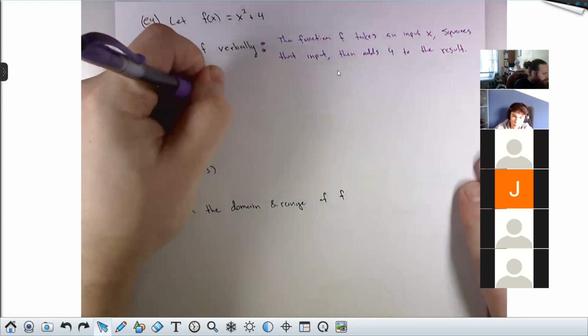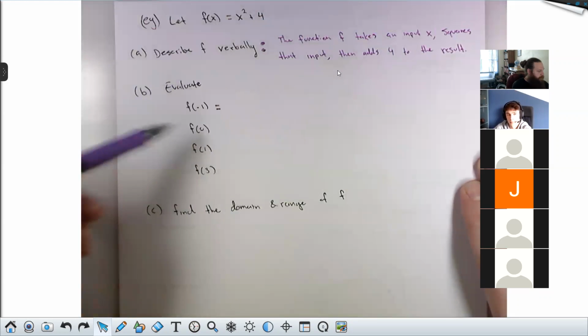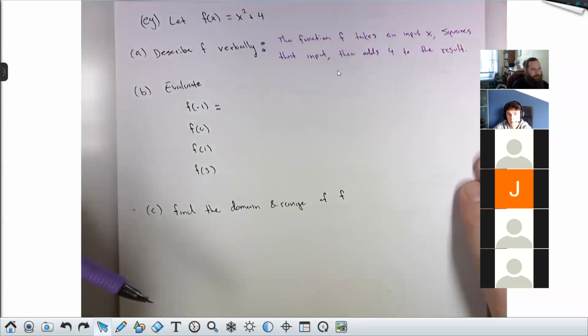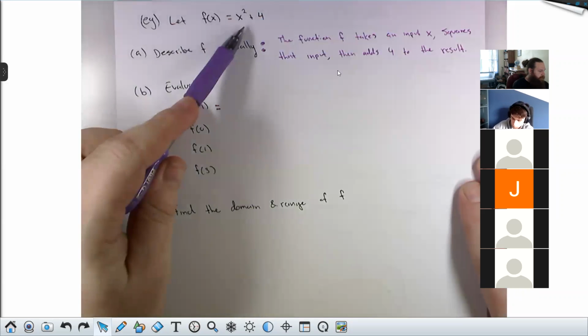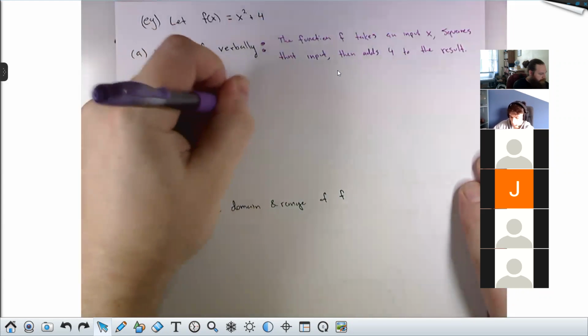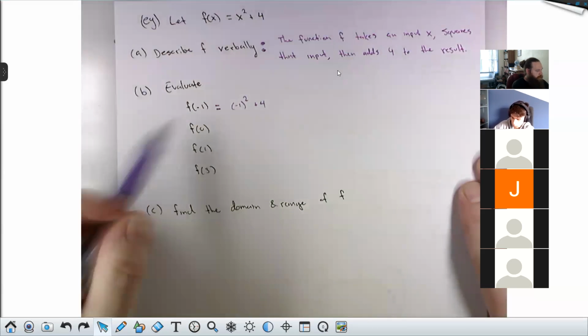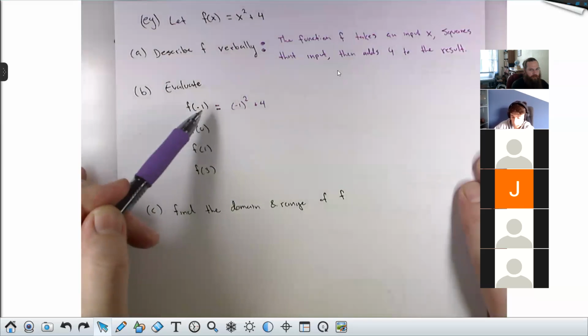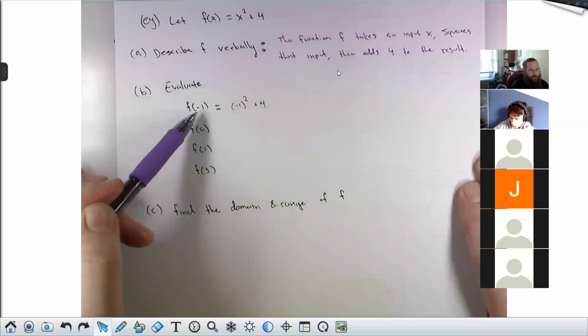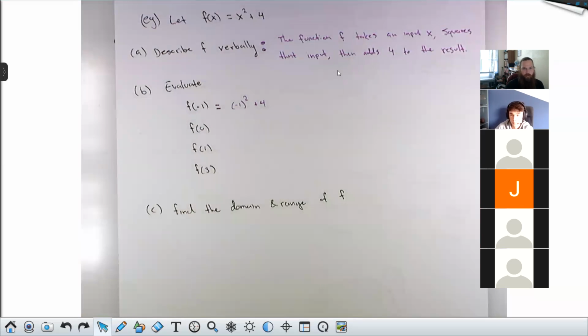If I want to evaluate f of -1, that means I'm looking for the output from this function when I plug in -1 for x. I just go ahead and take this algebraic expression and replace x by -1. So it would be (-1) squared plus 4. Pro tip, anytime you're evaluating a function, take the input that you're plugging in and put it in parentheses. That will help you a lot with the order of operations, especially when those inputs are more complicated. And I'll show you what I mean in a minute.